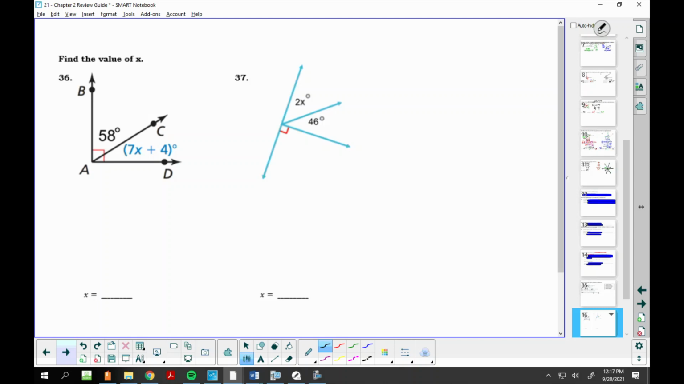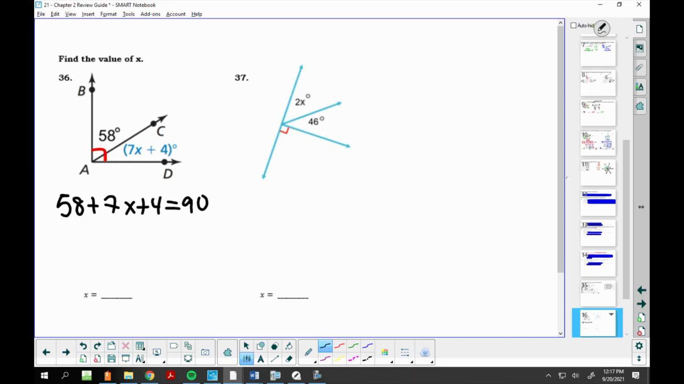Is there anything telling me that these two angles are equal? No. So don't set them equal. We don't have a reason to. But we do know they add up to what? 90. Exactly. So 58 plus 7x plus 4 equals 90. Okay? From here, all it is is solving an equation.